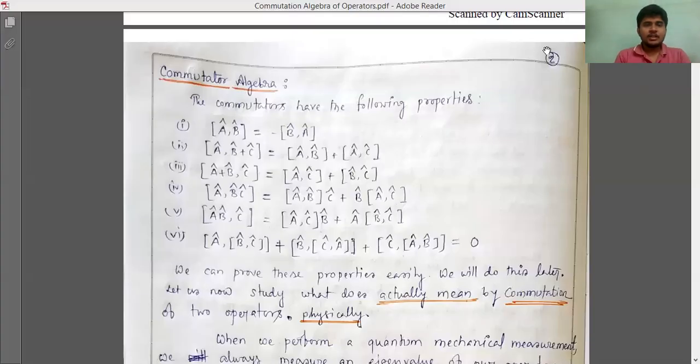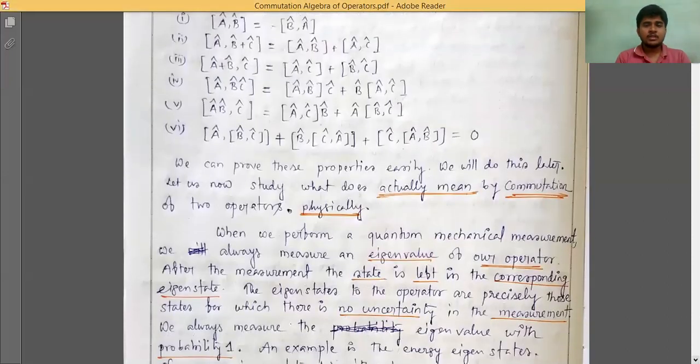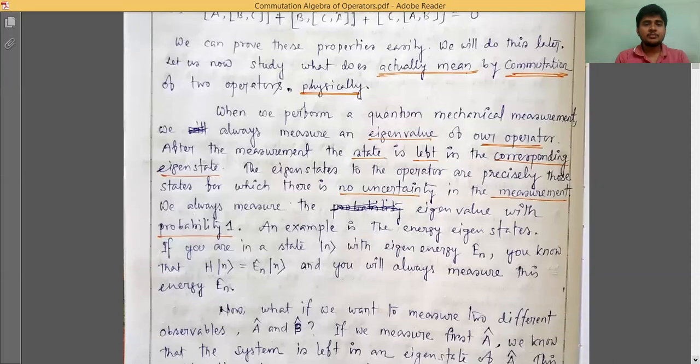So coming to our commutator algebra, as you can see on the screen, six mathematical results are written, which are a comma b equals minus b comma a, a comma b plus c equals a comma b plus a comma c, a plus b comma c equals a comma c plus b comma c, and so on. We will prove these mathematical results later. Before that, we are going to discuss what commutation means physically. That is very important for our semester studies.